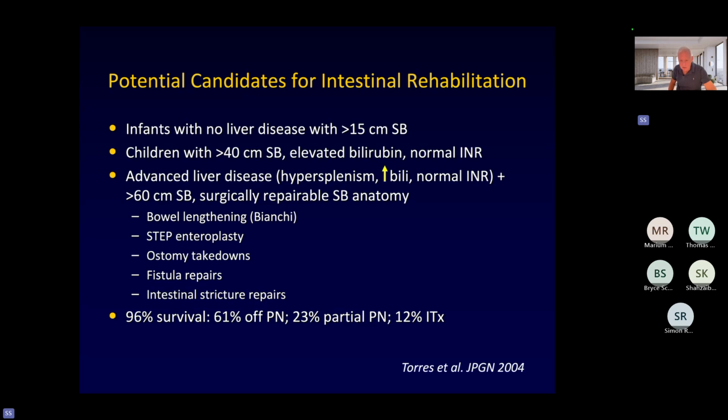And the experienced intestinal rehab programs are remarkably successful. This one study, which was done 20 years ago, showed a 96% survival in this category of patients, with 60% off of parenteral nutrition, 23% on partial TPN, and only 12% ultimately going to intestinal transplantation.